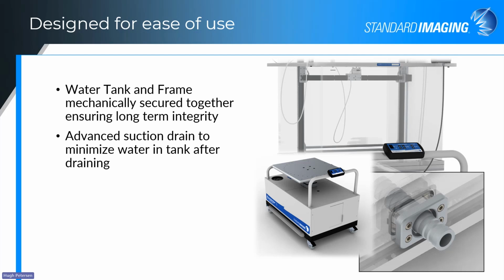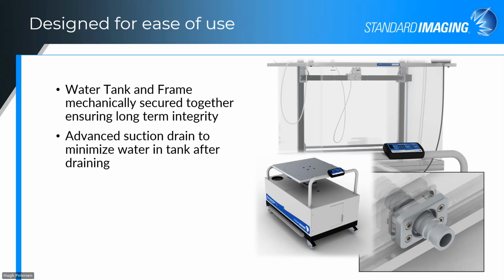We have a suction drain to minimize water in the tank after you drain the tank, so you don't have any of the armature of the movement robot sitting in residual water. So you don't have to worry about oxidation or mineralization if you're not using deionized water or distilled water. That pulls it out of the tank all the way to the bottom of the floor of the tank.